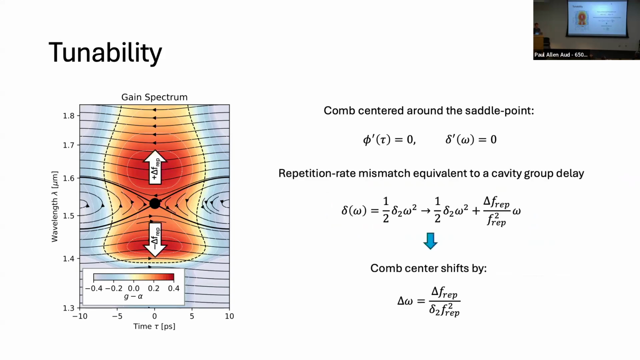Now, let's add some detuning to the RF frequency that drives the comb. If I drive the EOM at a frequency that's slightly different from the rep rate of the cavity, that basically gives you an effective group delay dispersion. And that group delay dispersion shifts the saddle point up and down in wavelength.